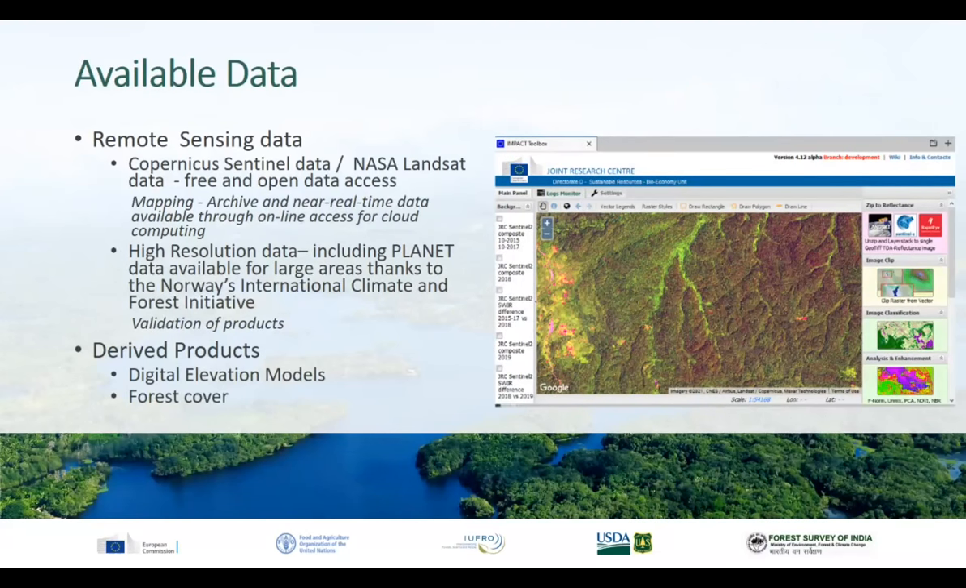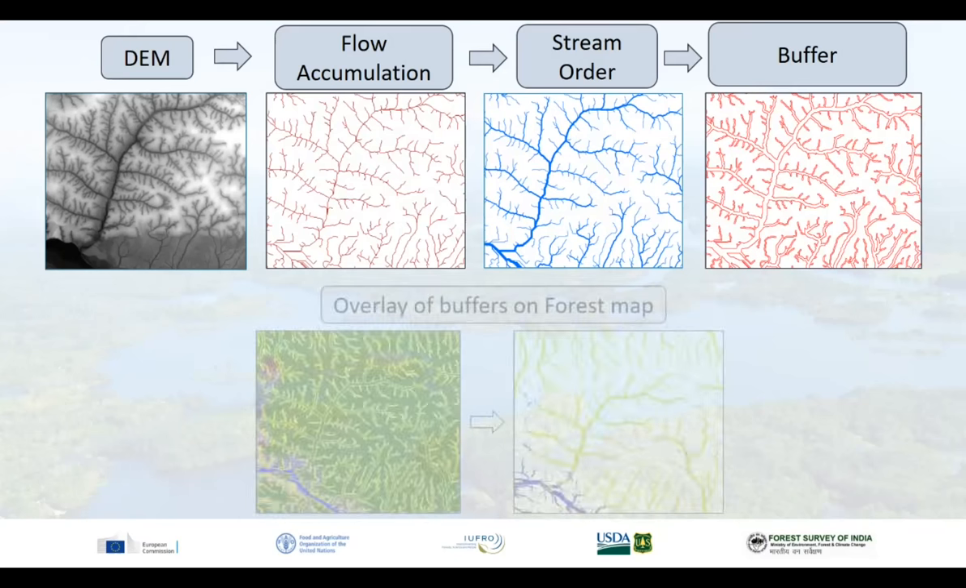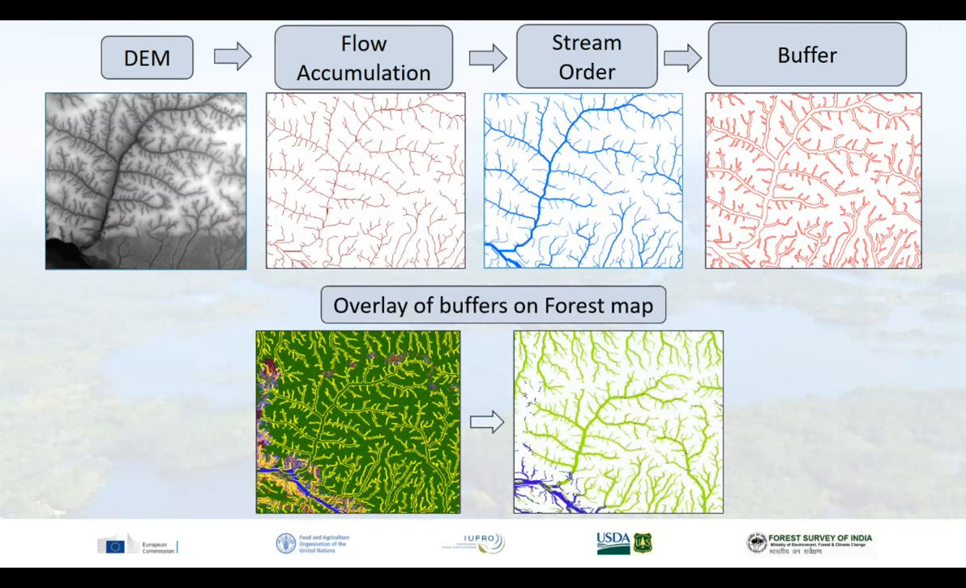In terms of the available data, of course, we have online satellite imagery for Sentinel and Landsat databases, and also very high resolution data for validation of products. These come from a range of centers, but of course, including the 3 meter Planet data available through Norway's International Climate and Forest Initiative. We also have derived products such as digital elevation models and forest cover. We can use these in combination. Here we see the digital elevation model processed to flow accumulation, stream order, then buffered, and then we overlay these on the forest map to give us a forest riparian forest product.